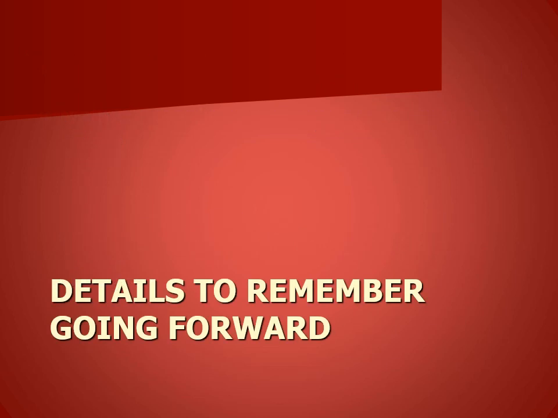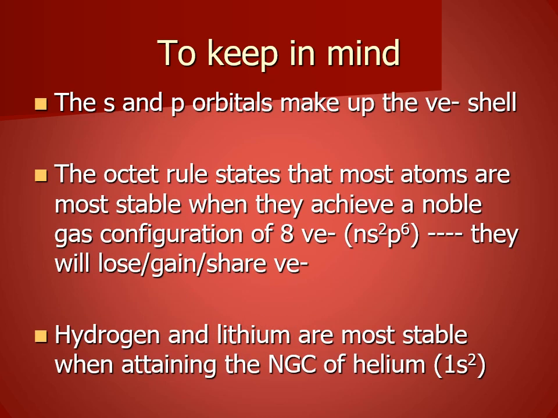Okay, so other details to remember going forward. I would remind you that the s orbital and the p orbital of any atom of any element make up the entire valence electron shell. That's why there can only be up to 8 valence electrons, because you cannot fit any more electrons in the s and p combined. 2 in the s, 6 in the p. Remember that the octet rule states 8 valence electrons is the most stable configuration. And remember that there are a few elements that will stabilize with less than an octet, such as helium.